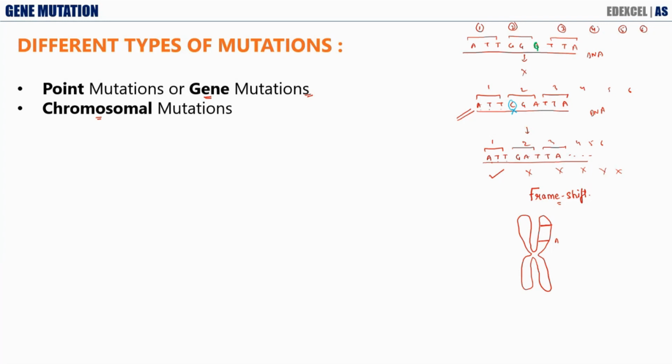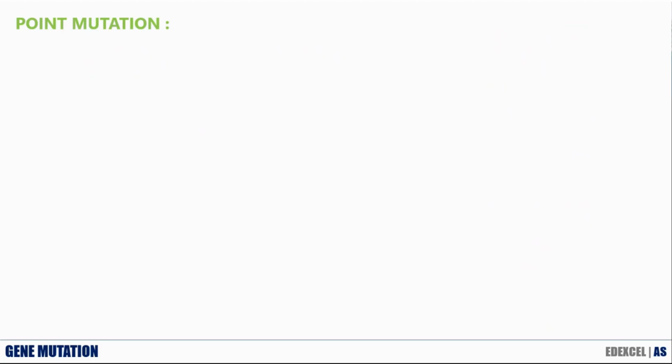Okay, clear? And then we have whole chromosome mutations where the chromosome number gets changed. Instead of 46, you may have 45, 44, 47, 48. Not 46, any other possibility. Clear? So whole chromosomal mutations are also there. So these are the three different types of mutation that we will be discussing. Now let's discuss point mutation.